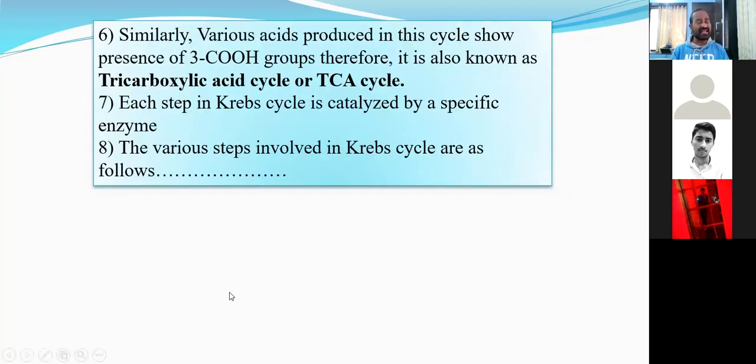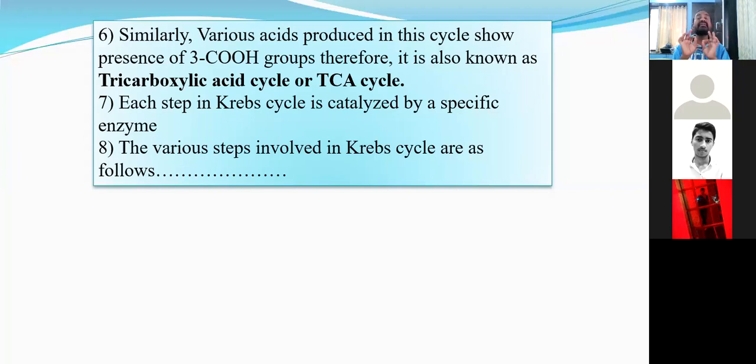Similarly, there are various acids produced during the Krebs cycle, so many acids we will see, but all of them have one thing in common. All of them contain 3 COOH groups, that is, carboxylic acid groups. All the acids we are going to see in the Krebs cycle will have a minimum of 3 COOH groups, 3 carboxylic acid groups, and that's why it is also called the tricarboxylic acid cycle.